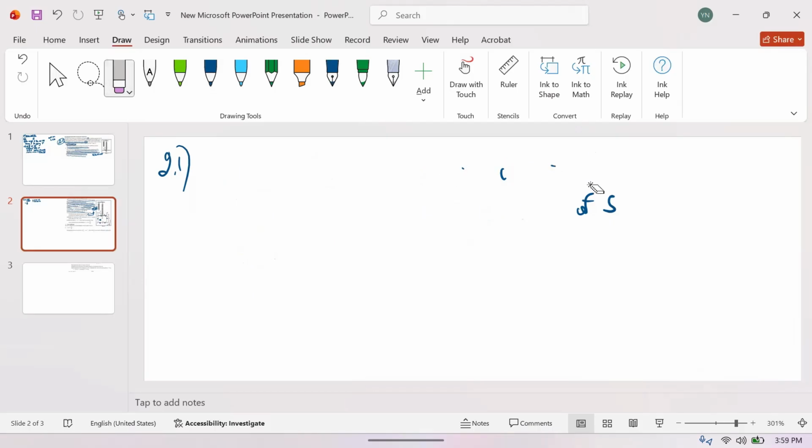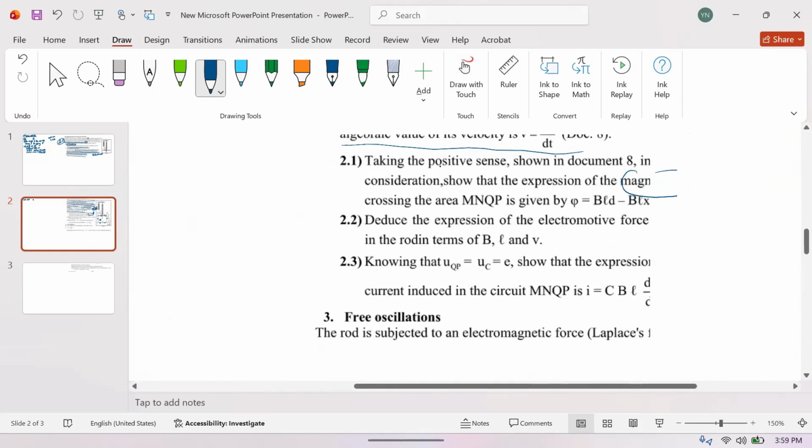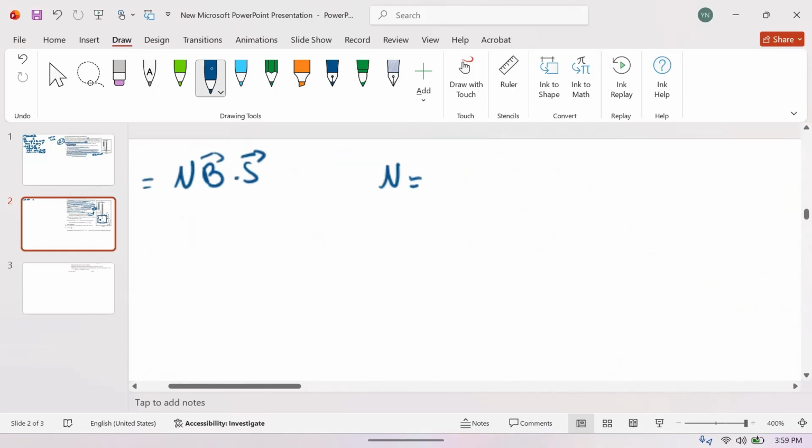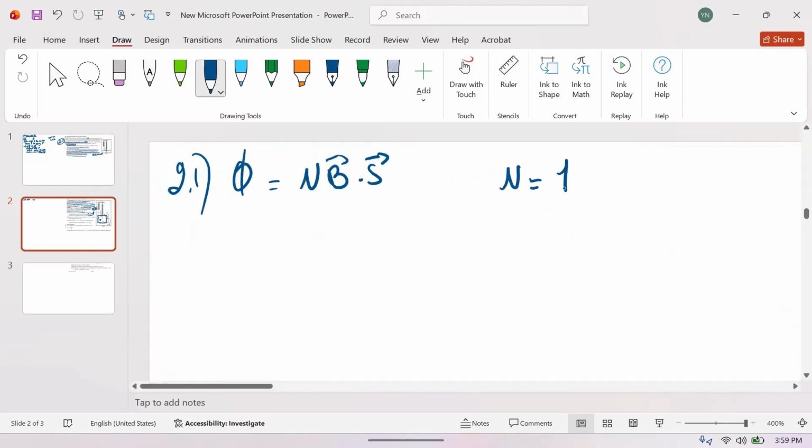You have to write the general formula at the beginning, which is the flux is equal to N B dot S. N is the number of loops you have, and since I have one rectangle, or one square, because look at the figure, you have P, M, N, Q. It's like a square or a rectangle. You don't have way too many loops, like a coil. So N literally equals 1. You can choose not to write it in the formula from the beginning, and you can write it as a general formula, then specify that N is equal to 1. So the flux is equal to B dot S only.